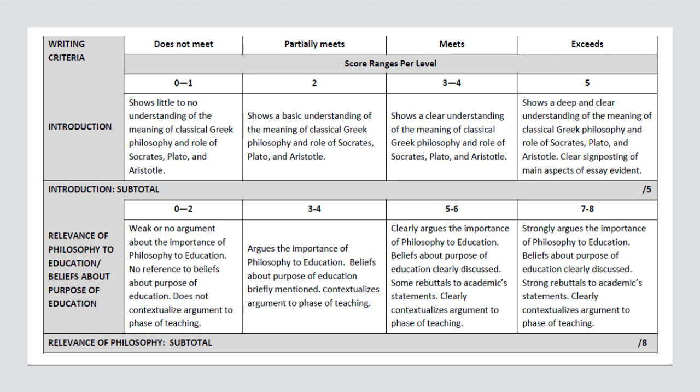Then we're going to go to the relevance of philosophy. I'm not going to read through the rest. You can see there for yourself. Take note, the last sentence clearly contextualizes the argument to the phase of teaching. So I need to see you linking that to your phase. Take note, the second category, which is 5 to 6 marks, also expects it. Okay, 3 or 4, contextualize argument to this phase. If you do not contextualize it, you end up with a 0 to 2. Does not contextualize argument to the phase of teaching. So it is really very important that you link it to your phase.